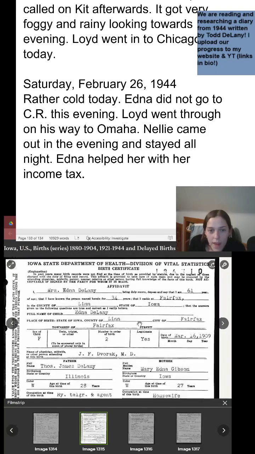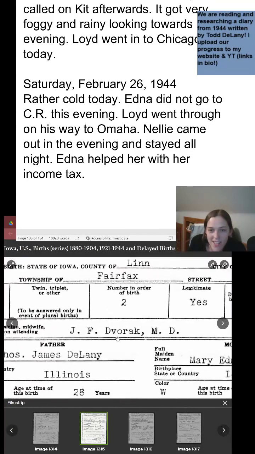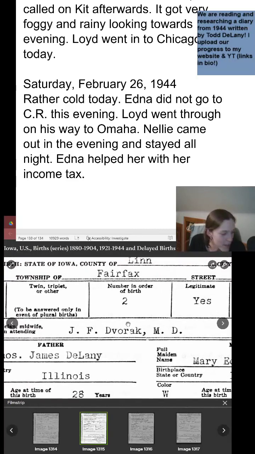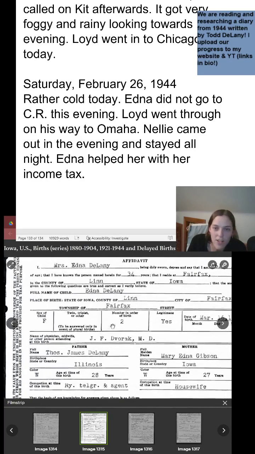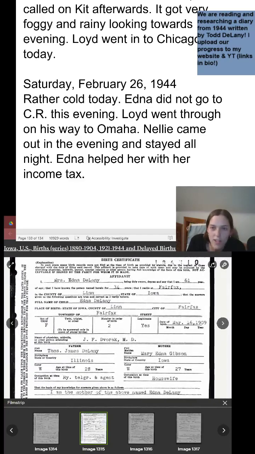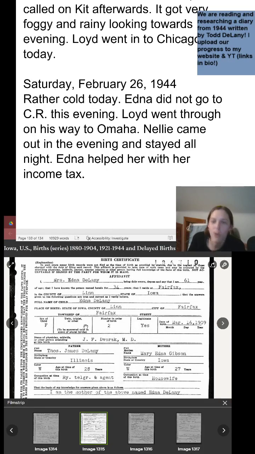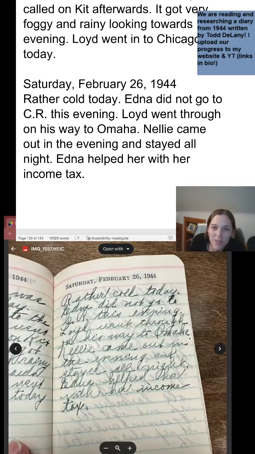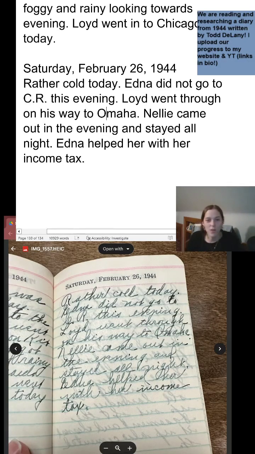I don't know. And then one other thing that we noticed, I had seen this before because this name is unforgettable for me. I think it's a common name over in Iowa, in that area, but I've never seen it before, so it stuck with me, Dvorak. So this is one of their neighbors. They talk about the Dvoraks. I think the Dvoraks are related in some way, through marriage. So he was also the physician or midwife, one of them, that delivered Edna. So that's pretty cool.